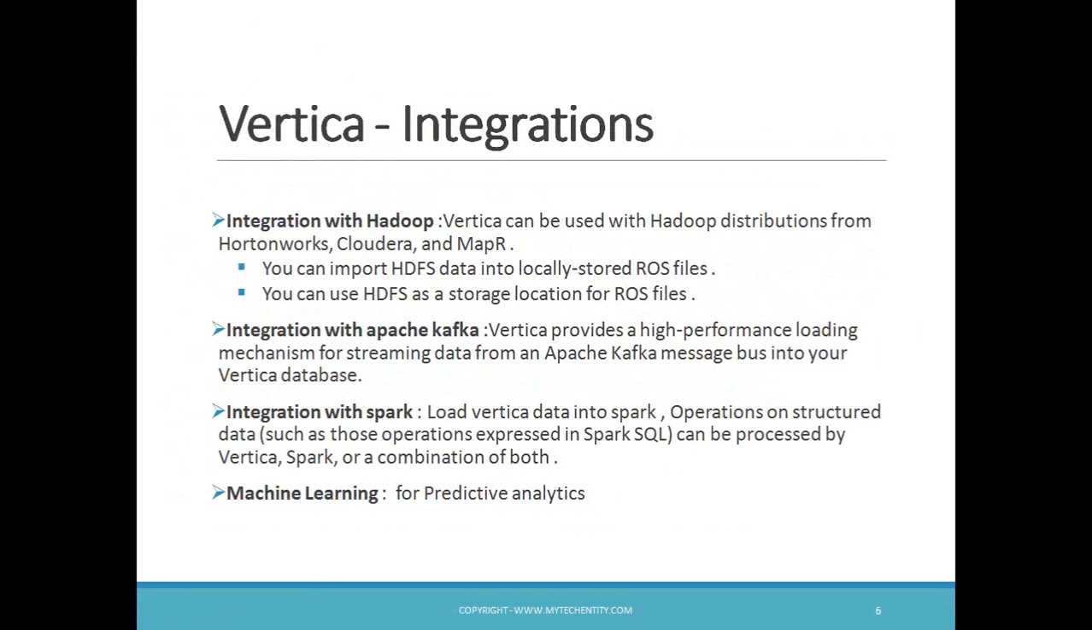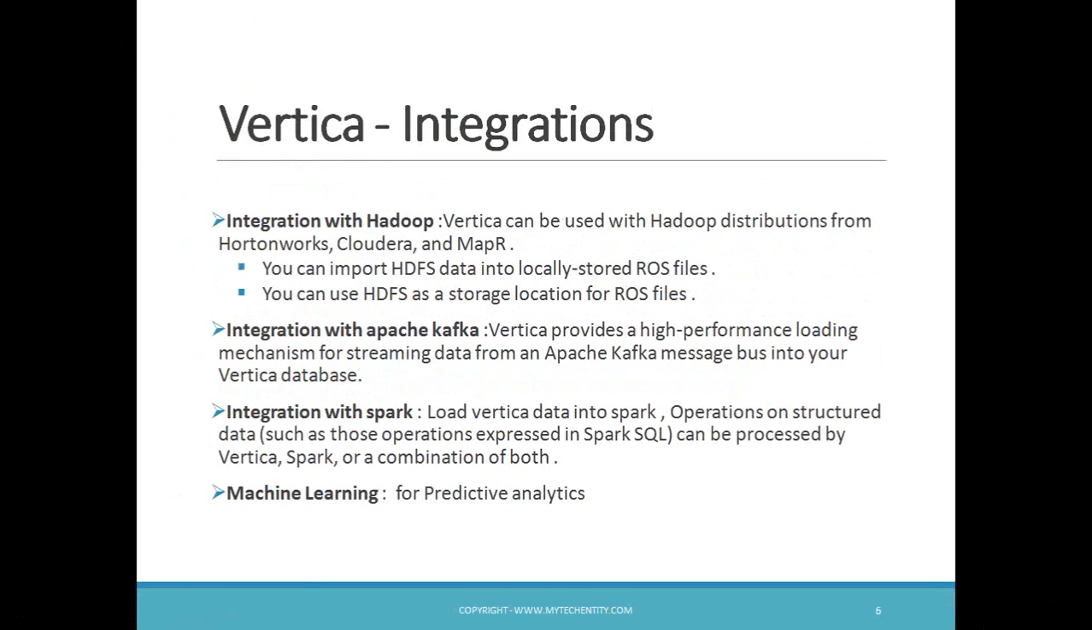Integration with Apache Kafka. Vertica provides a high performance loading mechanism for streaming data from an Apache Kafka message bus into your Vertica database. If you're talking about web logs or internet session logs, let's suppose AT&T, whenever users are connected to the internet, their session information or tower information comes in, and these logs are pretty high in volume. If we consider a full day scenario, there may be a huge amount of logs, and if you want to integrate those logs directly with the Vertica system, we can use Apache Kafka.